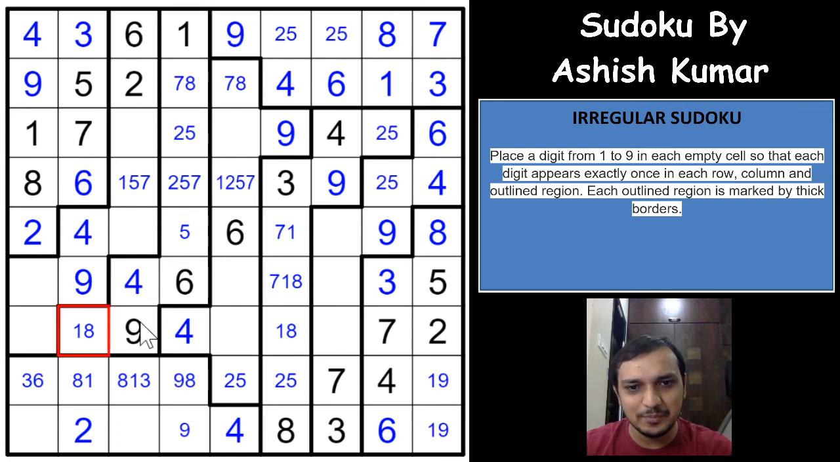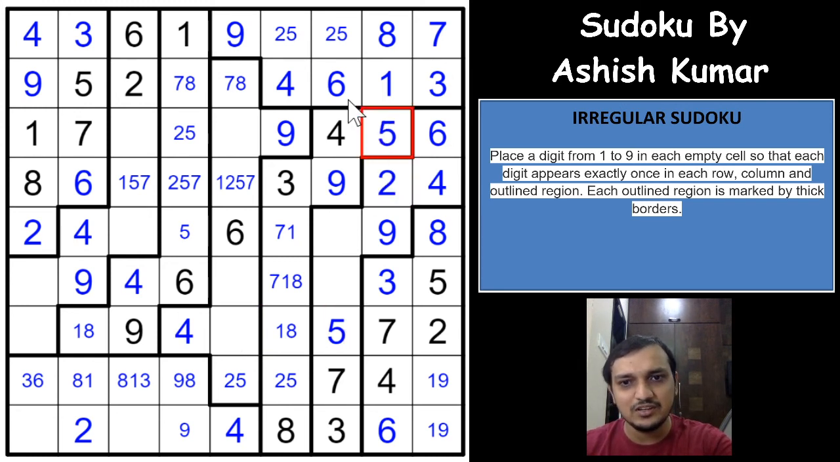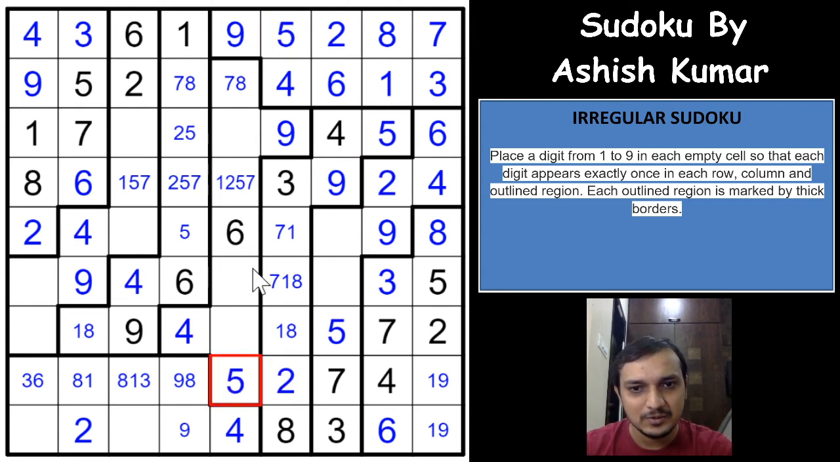So you have a 1, 8 pair here in this row, which means that the other digits are 3, 5 and 6. So 3 and 6 cannot be here, this has to be 5. Which gives you a 2 here, a 5 here. And this 5 gives you a 2 here, a 5 here. That gives you a 2 here and a 5 here. Right? And the other two digits are 3 and 6. Right?